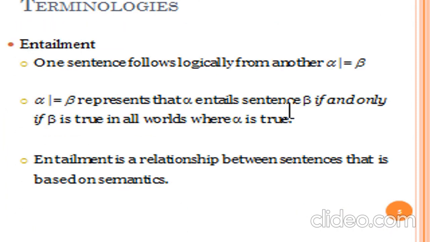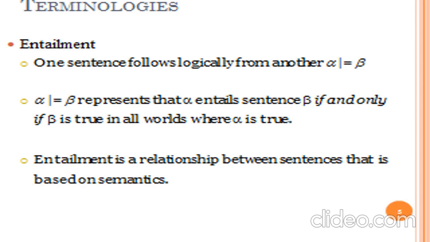The last is entailment. Entailment means one sentence follows logically from another sentence. It is represented by this symbol. We say alpha entails beta. This represents that alpha entails sentence beta if and only if beta is true in all worlds where alpha is true. So entailment is a relationship between sentences that is based on semantics.